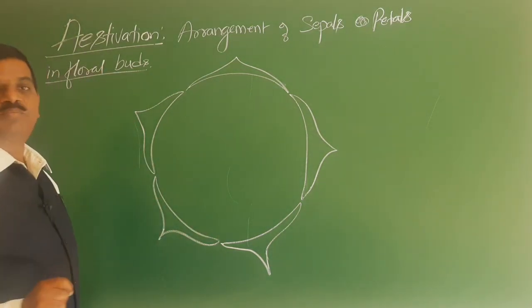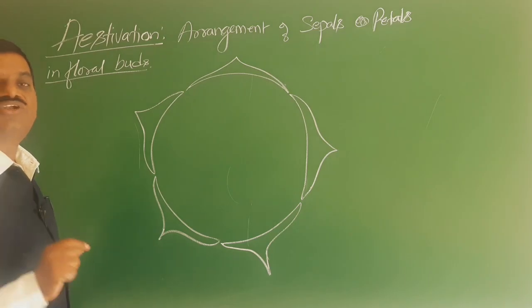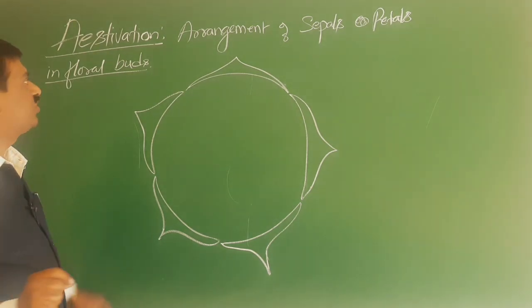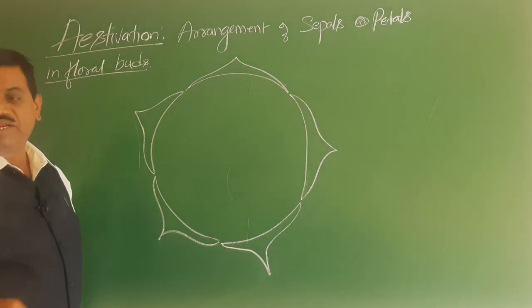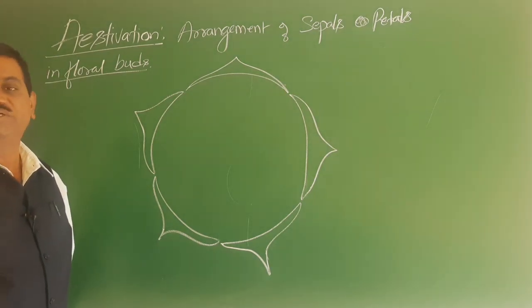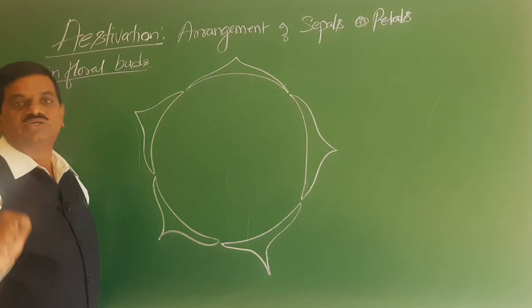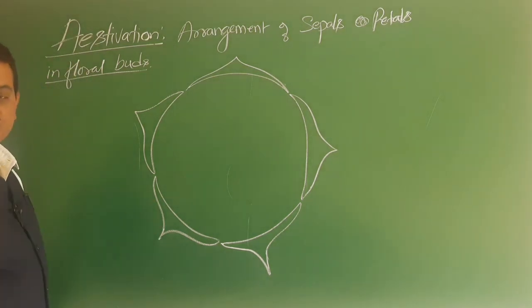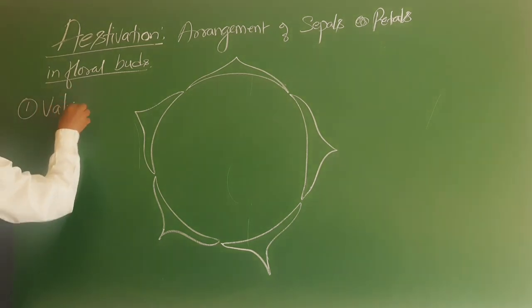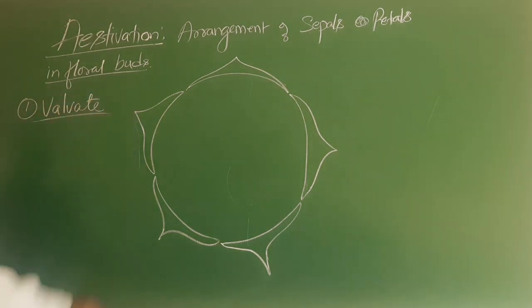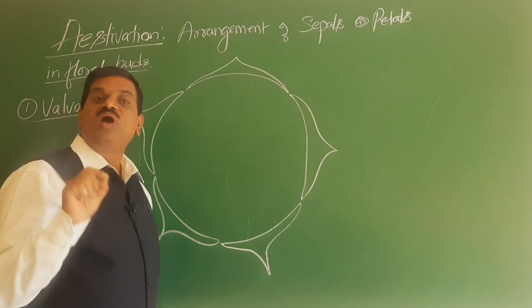This is again important for the examination. There are different types of estivations. So I will repeat this. Estivation is nothing but the arrangement of sepals and petals in a flower. So the first one is called valvate estivation.